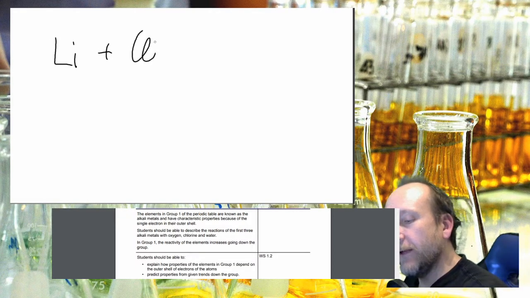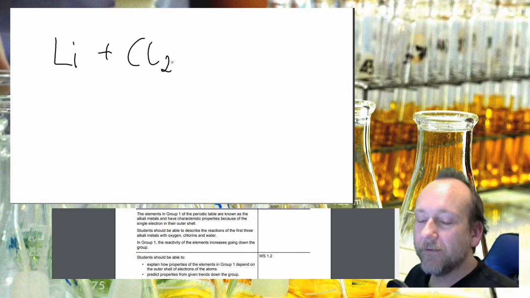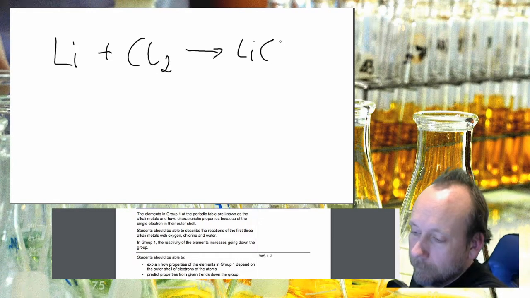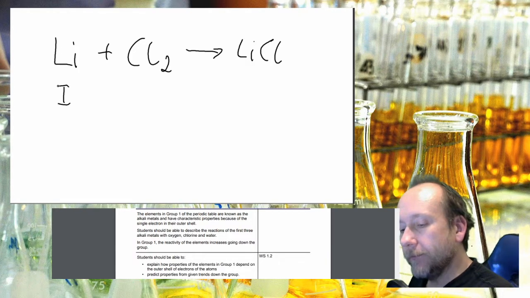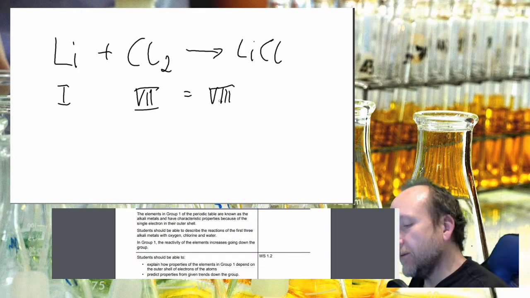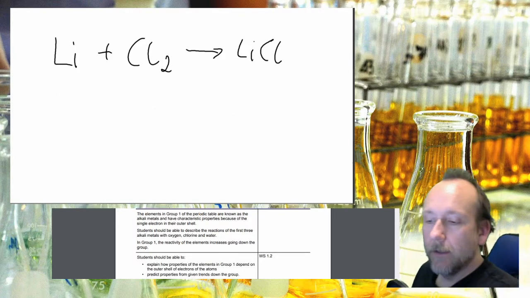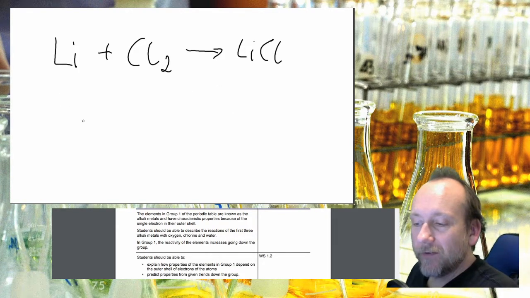What about the reaction with chlorine? Well, let's pick on lithium and let's react that with chlorine. Chlorine is Cl2. That's chlorine. So lithium chloride is, lithium is in group 1 and chlorine is in group 7. So in order to make 8, I just need the 1 lithium. But the problem is that I've got 2 chlorines on the left-hand side.